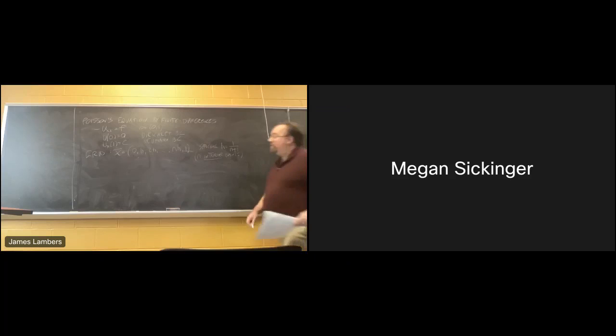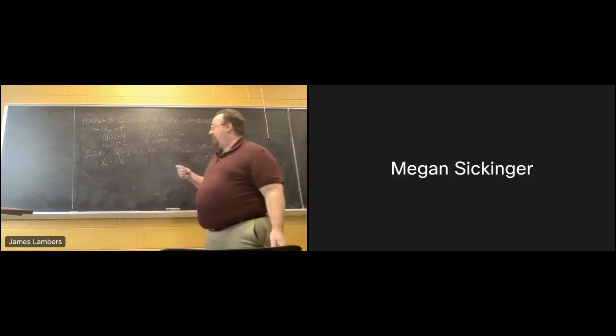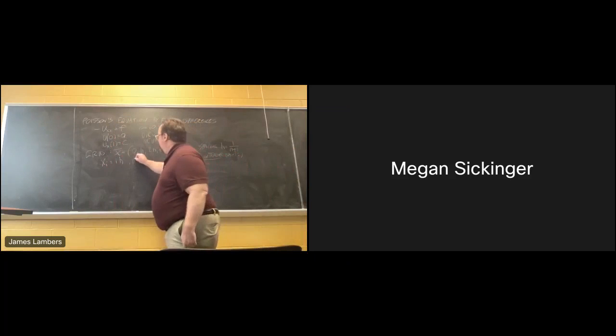All right, so each grid point x_i is i times h, with i going from 0, 1, up to n plus 1, for the n plus 2 points in total that we have in our grid.